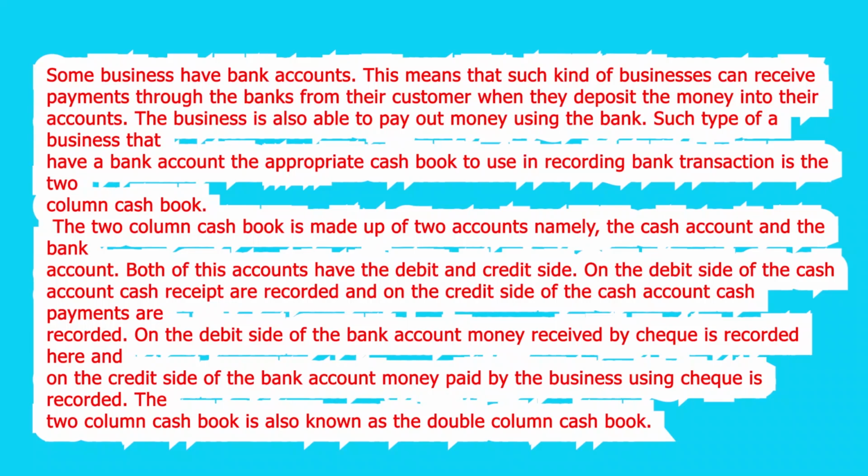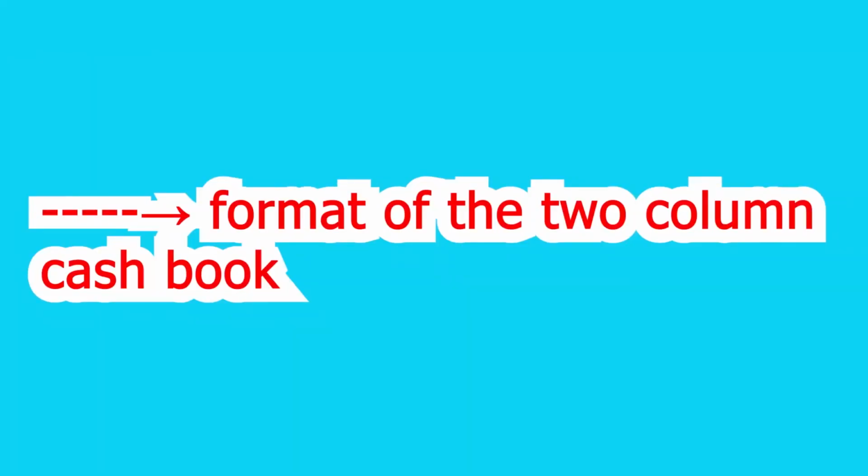On the debit side of the cash account, cash receipts are recorded, and on the credit side of the cash account, cash payments are recorded. On the debit side of the bank, money received by check is recorded here, and on the credit side of the bank account, money paid by the business using check is recorded. The two-column cash book is also referred to as the double-column cash book.